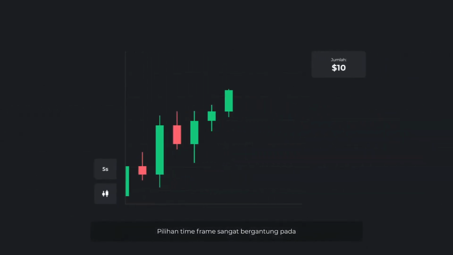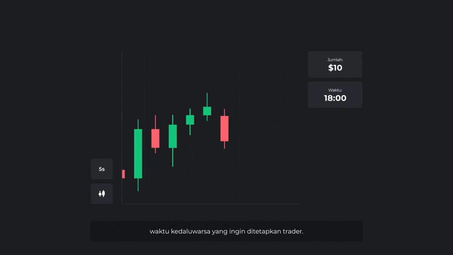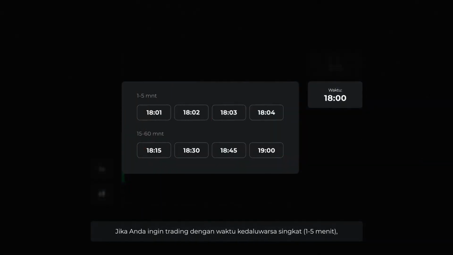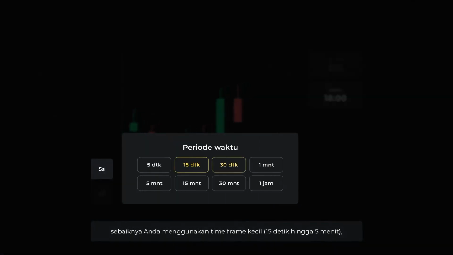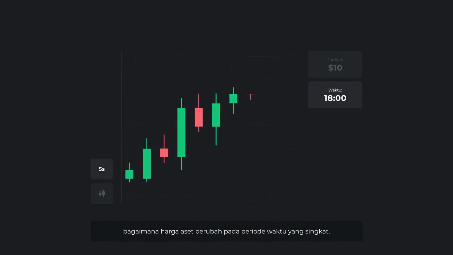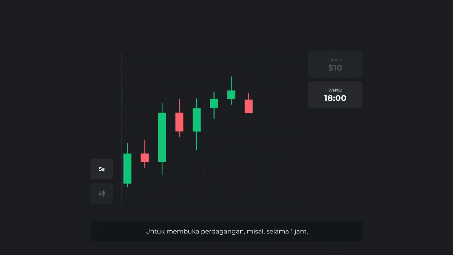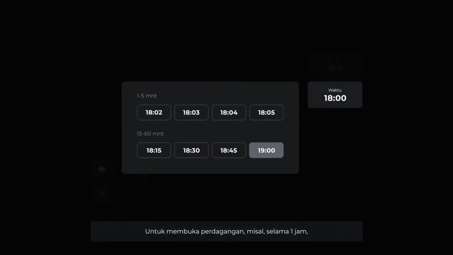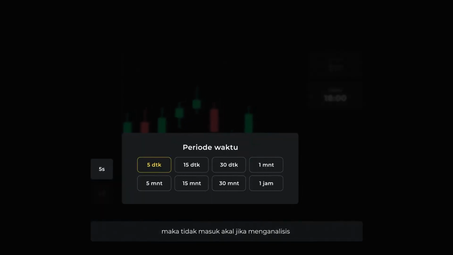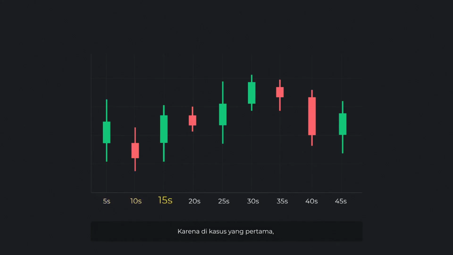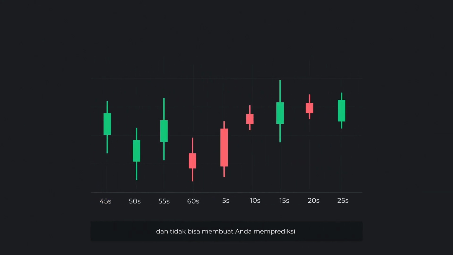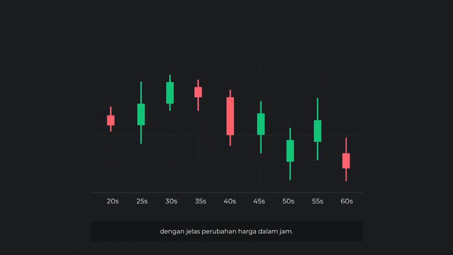The choice of time frame depends primarily on the expiration time the trader expects to set. If you want to trade short expiration times, 1 to 5 minutes, you should use small time frames, 15 seconds to 5 minutes, so that you can analyze in more detail how the asset price changes over short periods of time. To make trades, say, for 1 hour, it would make no sense to analyze the 5-second or daily time frame on the chart, since in the former case you will see intervals that are too short and do not enable you to correctly predict the price change within the hour.